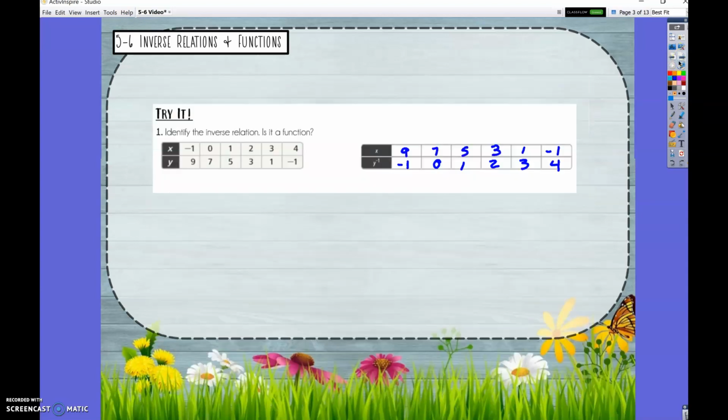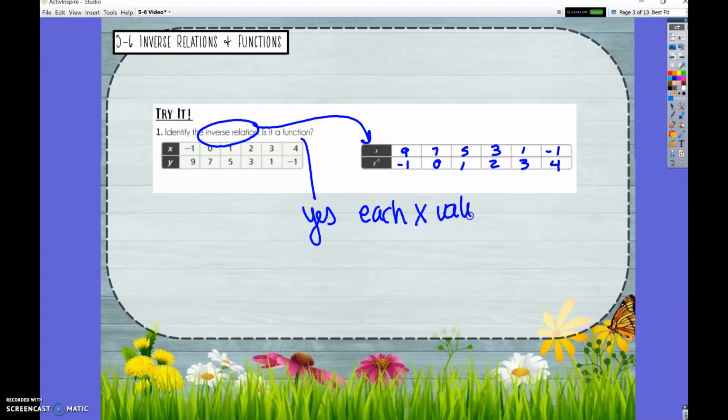So this one, it says identify the inverse. This is our inverse relation. And is it a function? Yes, because each x value is unique. So there's no two x values the same, therefore there can't be a place of concern where the same x value gives a different y value.